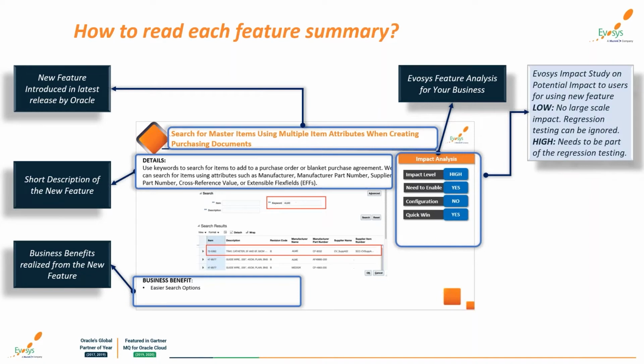you today. The first one is impact level analysis, which demonstrates the impact on the end user. If it's low impact, then regression testing can be avoided or not. If it's a high impact, then we need to offer regression testing.